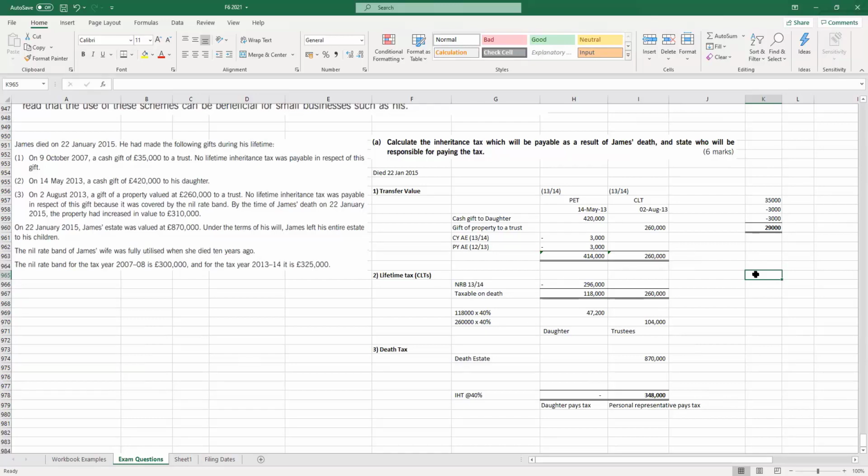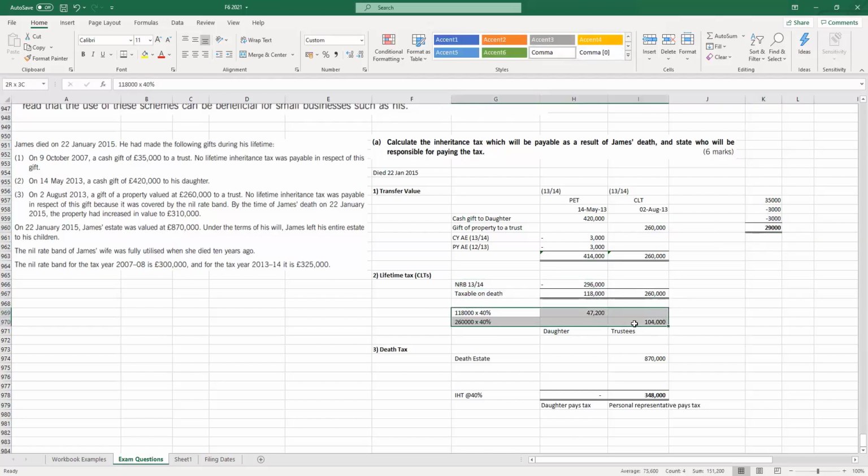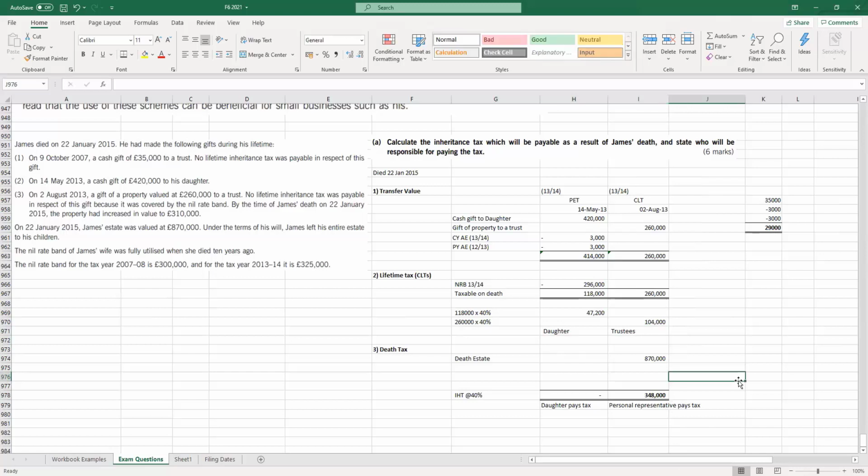I think you remember after this, personal representatives. Yeah. And then trustees pay on the CLT, and the daughter pays on the cash gift. Any question there? That's for 6 marks. So you'll probably get 1 mark, 2, 3, 4, 5, and then stating will get you half mark each, so about 6.